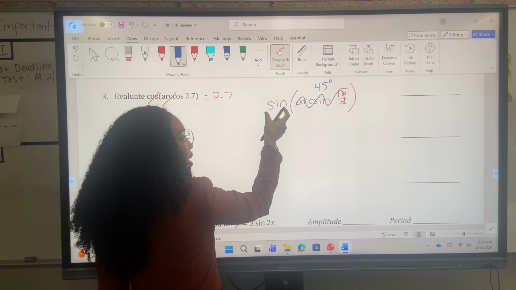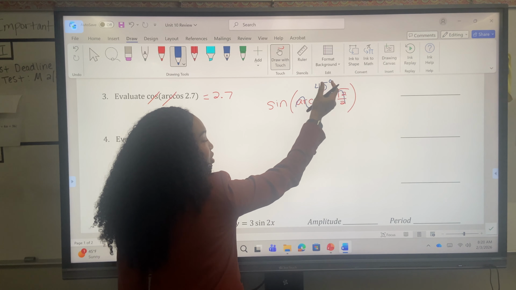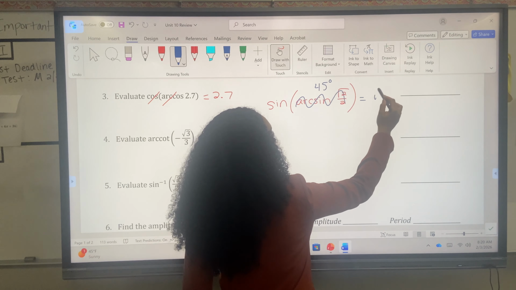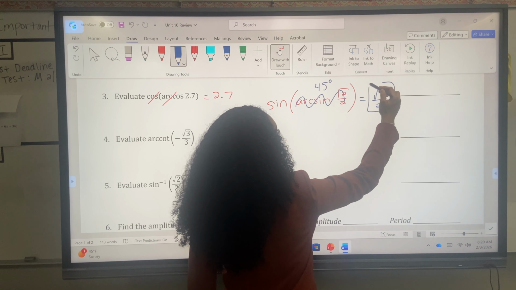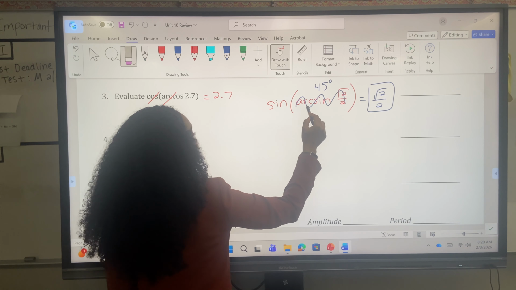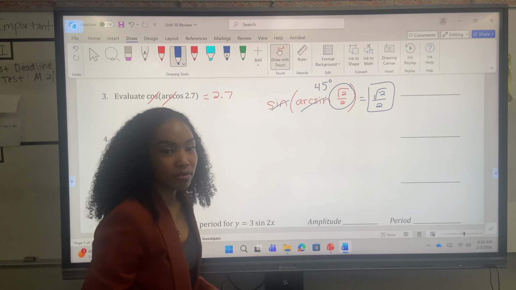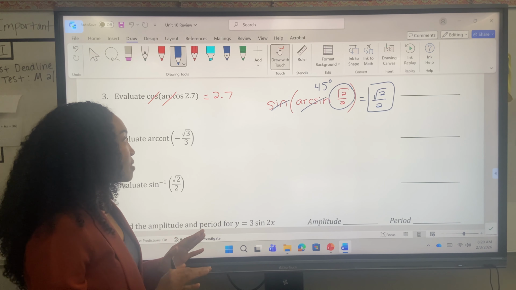Now, what is sine equal to at 45 degrees? What's the y coordinate there? Yep, square root of 2 over 2. So that's the answer. But you could just skip all of that and just cancel, cancel. That's your answer. Okay, so inverses always cancel out.